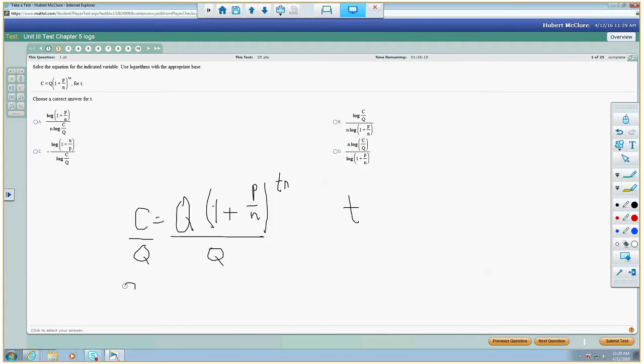And that's going to give you C over Q is equal to 1 plus P over N raised to the Tn power. Now, the problem is the T is in the what? Exponent. So we have to get it to come down. So if I take the natural log or the log of both sides, then that Tn can come to the front of the problem.